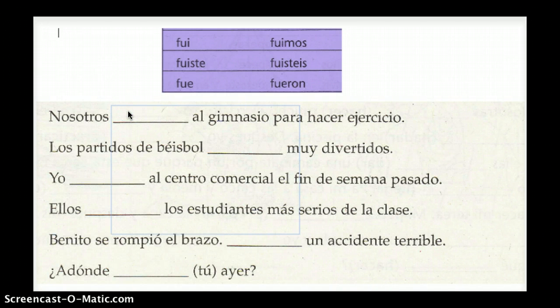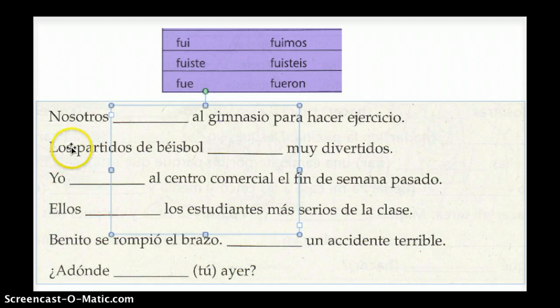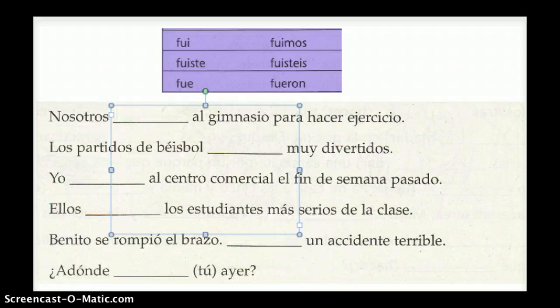All right, let's just make sure we know what's going on here. So using the box here for ir and ser, let's fill in the blanks. Nosotros blank al gimnasio para hacer ejercicio. If you guessed fuimos, then you might be a genius. Next one, los partidos de béisbol blank muy divertidos. Fueron is the answer.